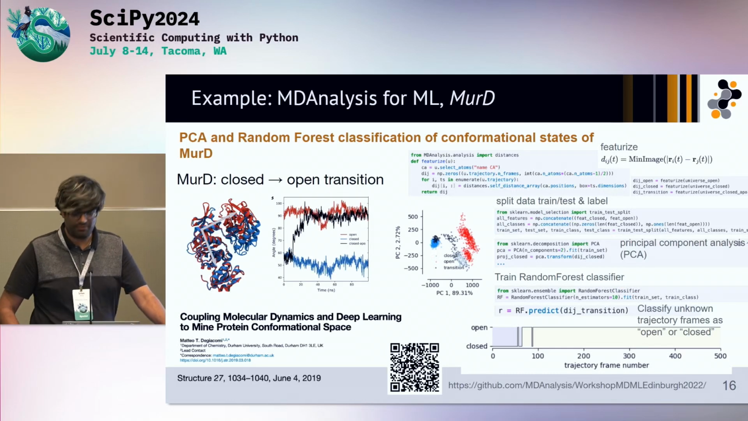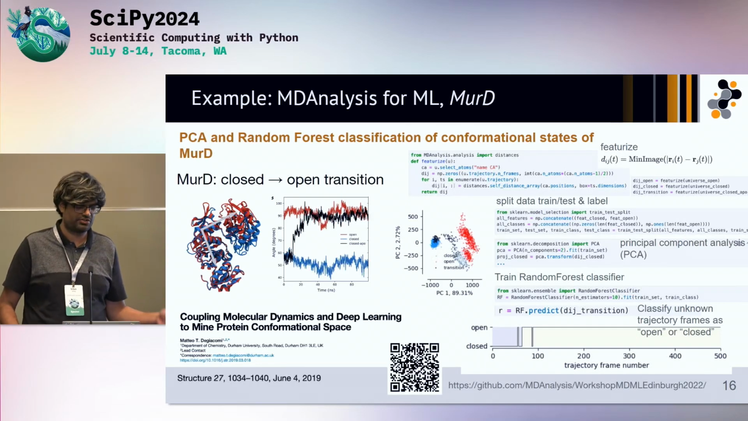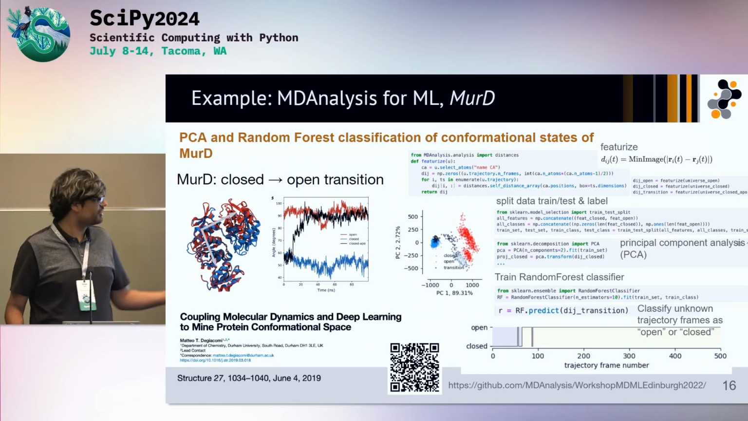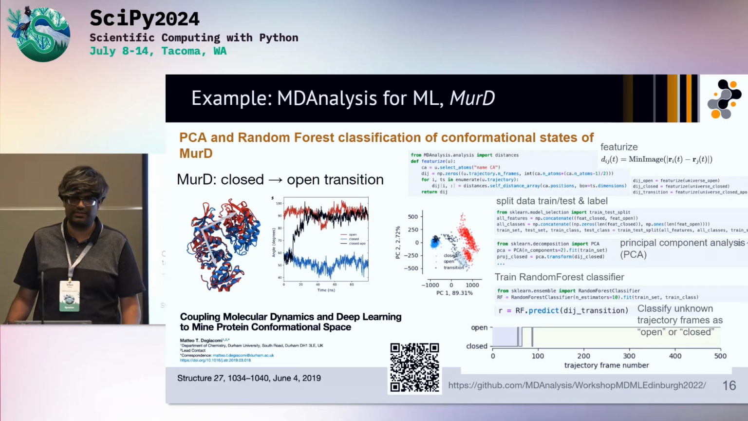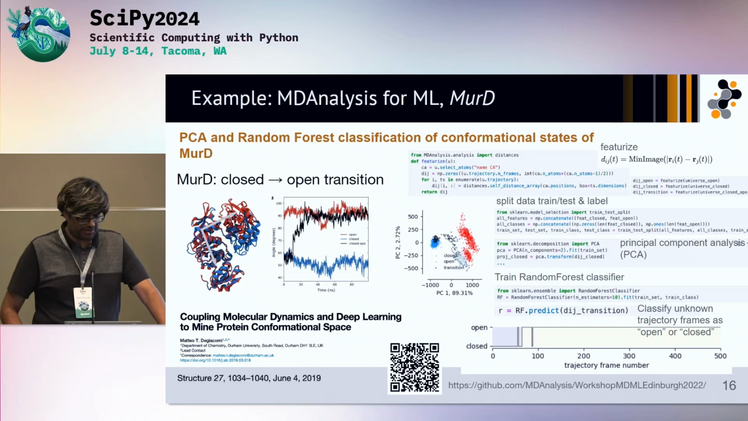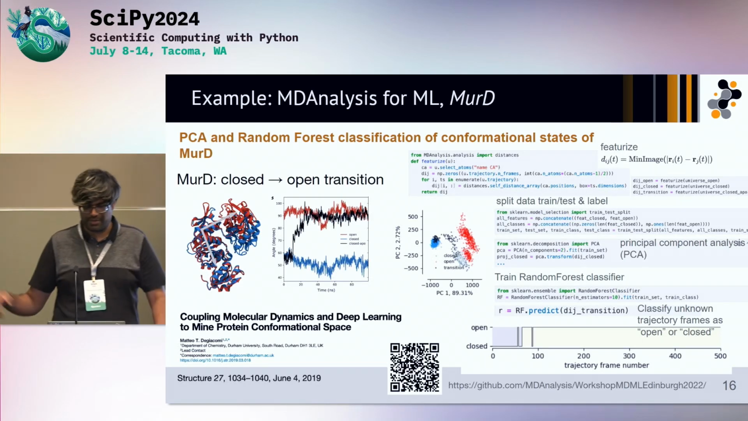Now you can do far, far more complicated things. Here's an example of some work that had been done on classifying open and closed transitions of MERDI. I'm not going to go into the detail, but once you're able to extract these features, it is possible to use, for example, a random forest classifier to understand or cluster out parts of your system.